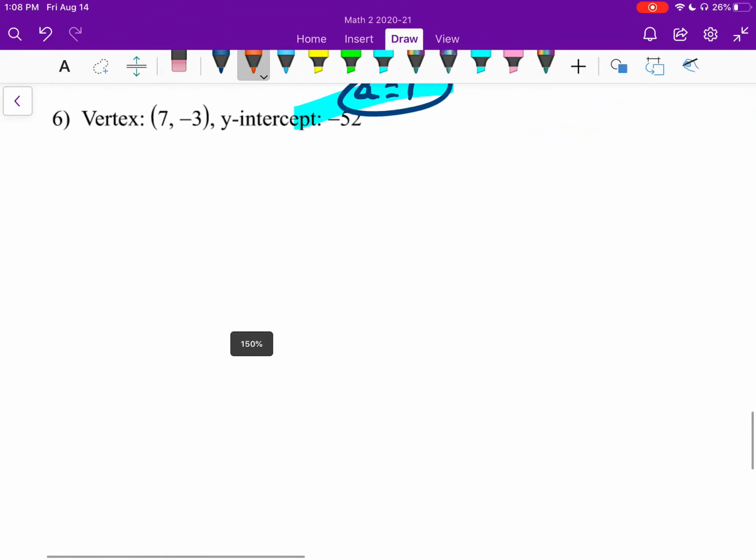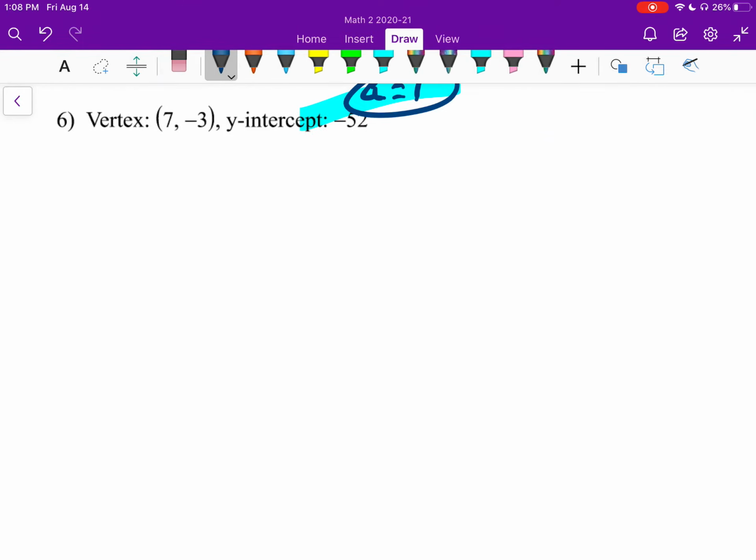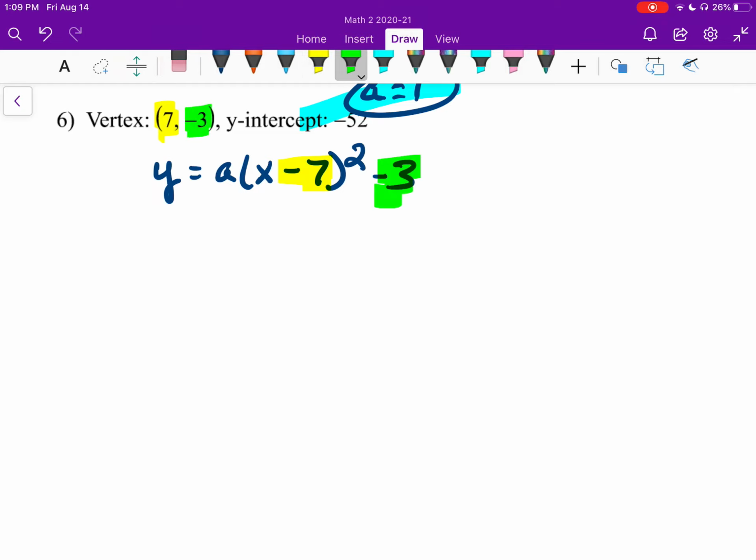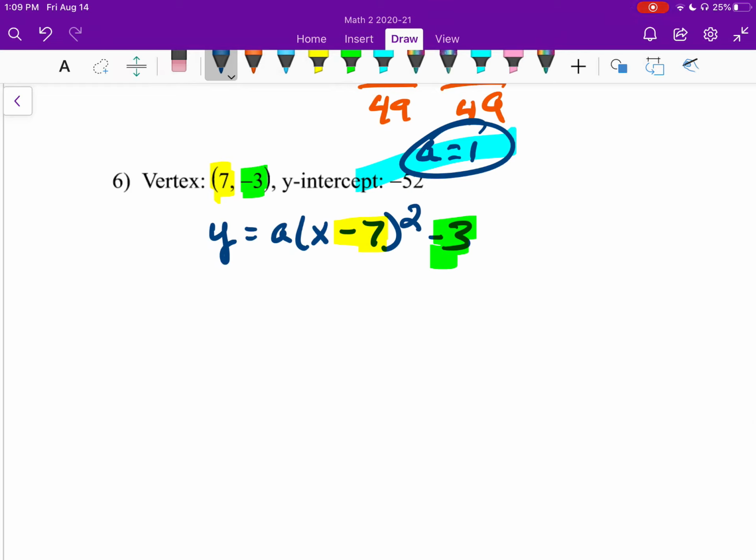Alrighty, number 6, last one. We've got y equals a(x minus 7) squared minus 3. Okay, I got this negative 7 from right here, and I got this negative 3 from right there. All right, my y-intercept, I want to write that differently, just like I did on the last problem. My y-intercept is negative 52. I could say that's the same thing as (0, negative 52).